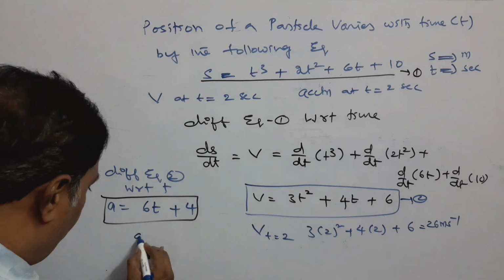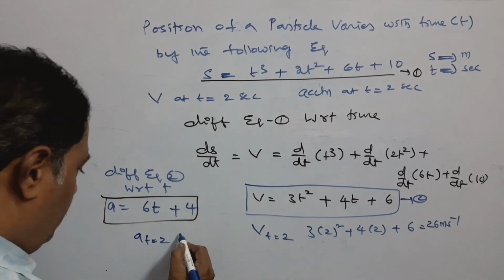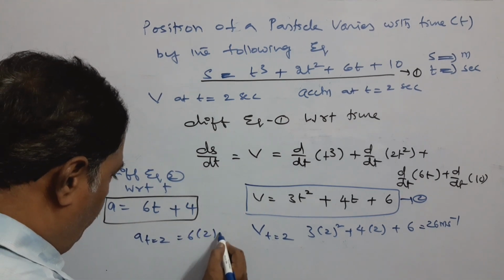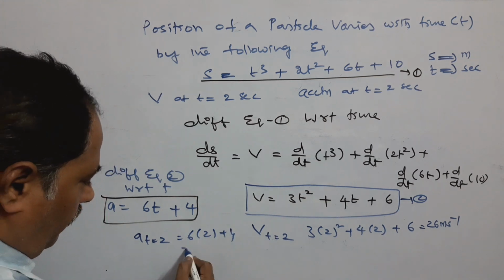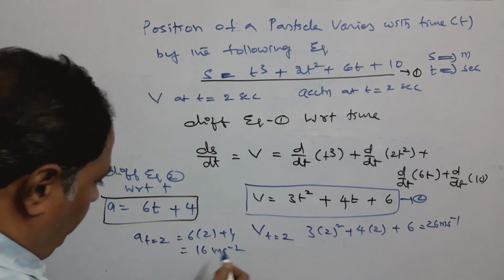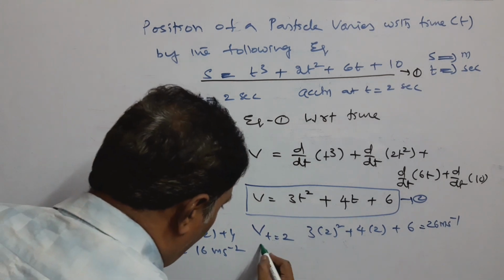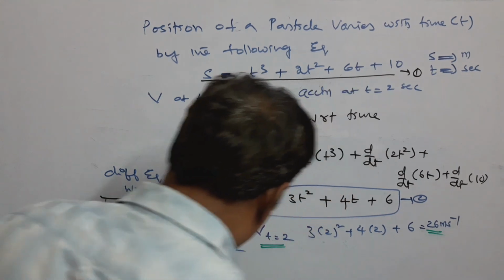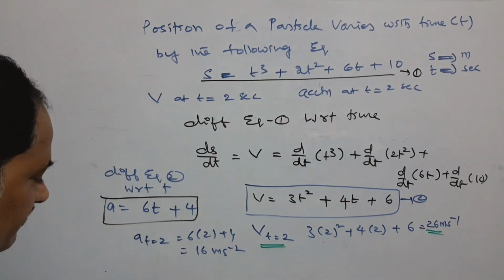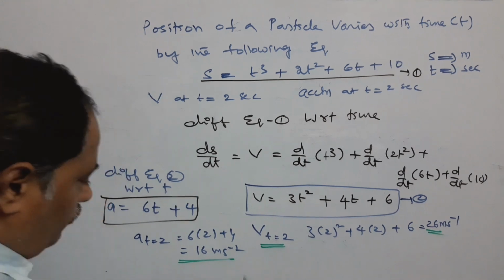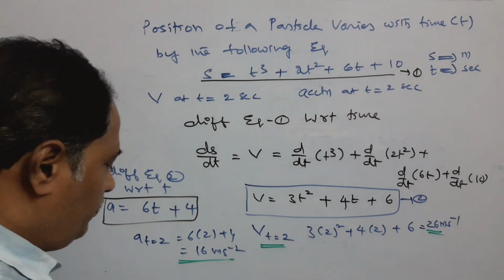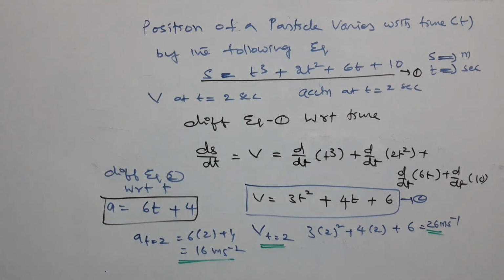Then substitute the time value 2 seconds. Then 6 into 2 plus 4, here 12 plus 4, 16. Hence you get 16 meter per second square. So velocity at t equal to 2 seconds, the answer is 26 meter per second, whereas acceleration at t equal to 2 seconds is 16 meter per second square, or meter second power minus 2.